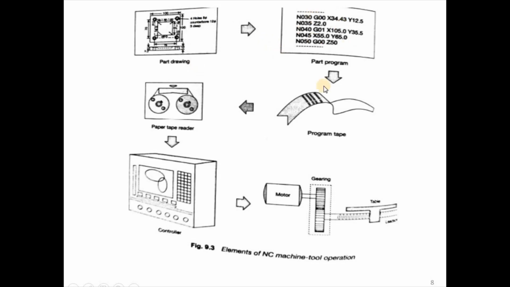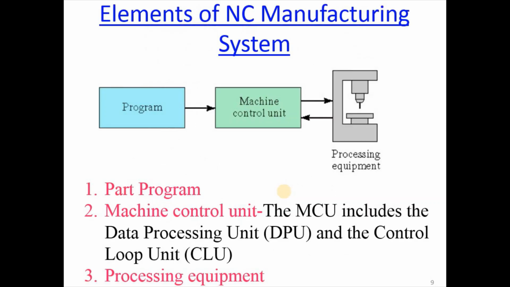From that we have to create the NC part program. For that we have to create one punch tape or program tape for further reading, and after that the paper tape reader will transfer the signal to the machine's controller, and the controller starts transferring that signal to the actual manufacturing machines. So this is the overview of the NC machine tool operation.